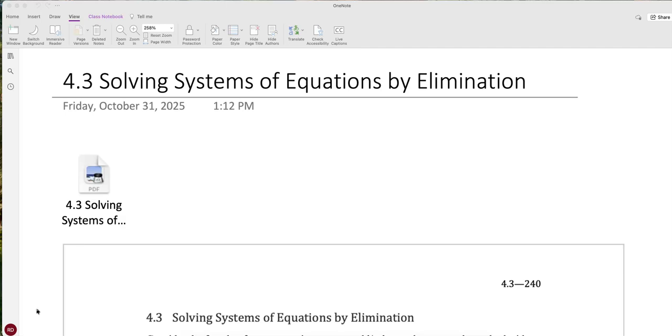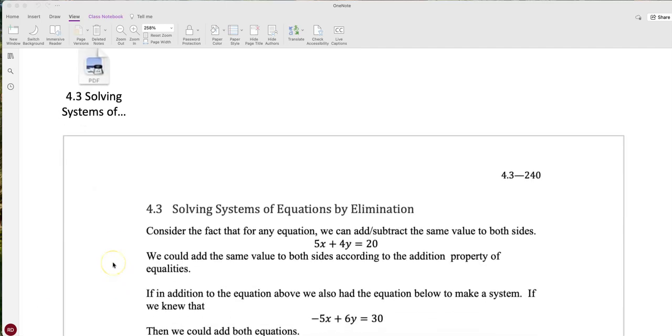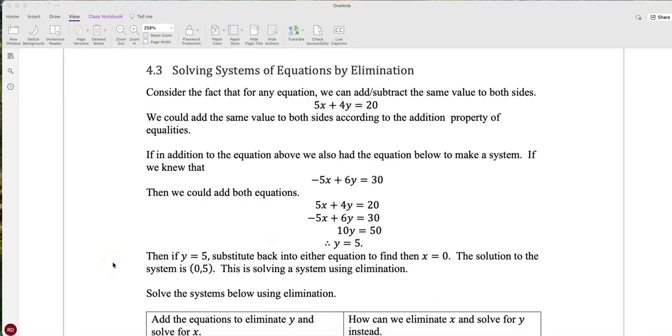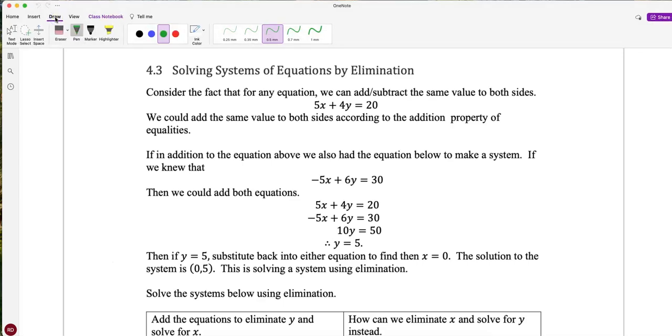Algebra 1, continuing to solve systems of equations. Our third method, our second algebraic method, is something called elimination. If we look at this, I have an equation 5x plus 4y is equal to 20. According to the addition property of equalities, I could add the same thing to both sides. So if you were solving this, you could subtract 4y from both sides, something like that.